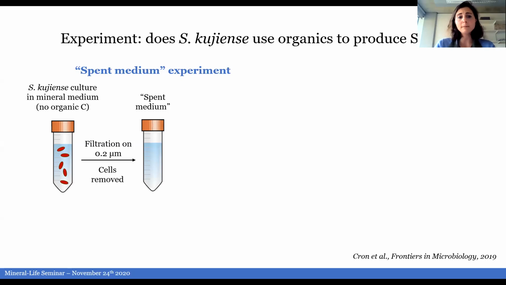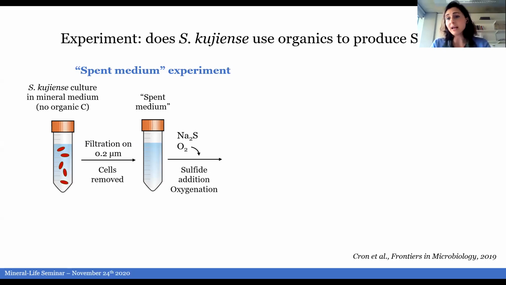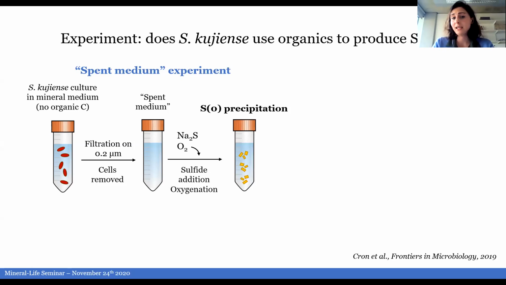And after a while, we take a filter to remove all the cells. So we only keep the extracellular medium of these microbes. So this is what we call the spent medium. So it contains anything that the microbes have been spitting out during their growth. In the spent medium, we add sulfide and we let the tube oxygenate. And if we do that, we observe elemental sulfur precipitation.